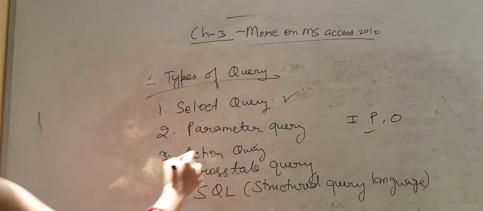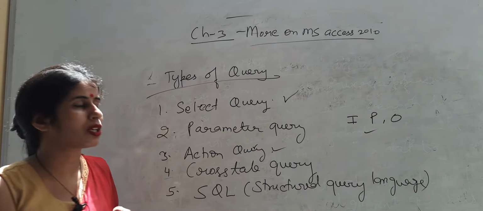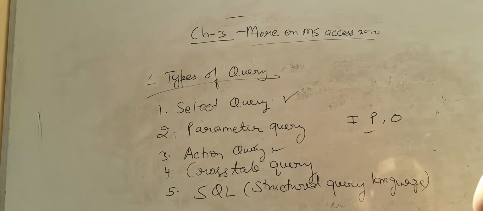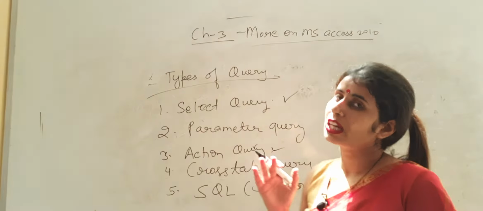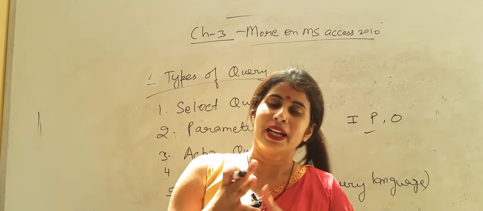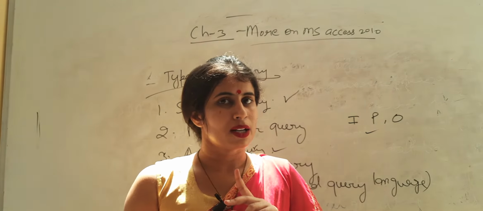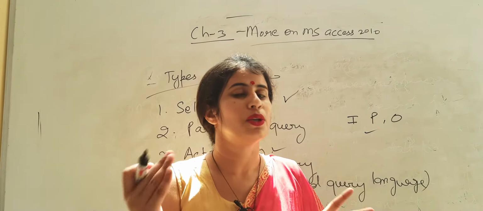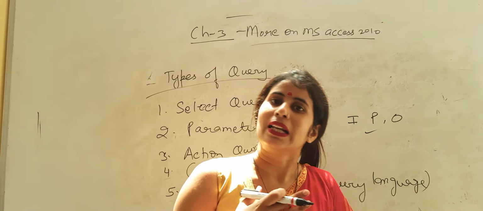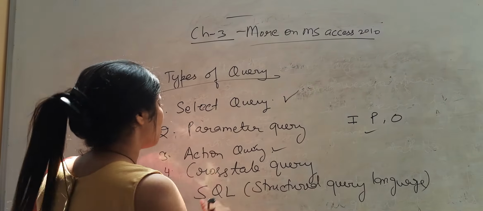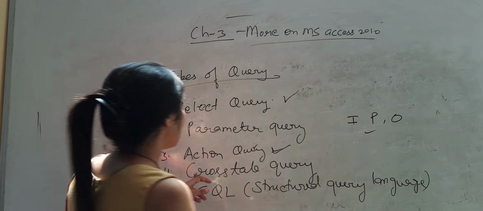Okay, now about the third query, action query. What is action query? Action query is used to create a new table. And how can we create a new table? By adding, editing, updating the records there. So action query is used to create a new table by adding, deleting, updating the records that are there. Okay, so this is about action query.